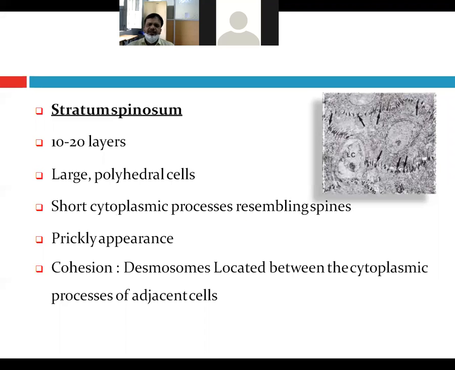Second stage is stratum spinosum. The spinosum is 10 to 20 layers in. Here the cells are usually large or polyhedral in shape. There are short cytoplasmic processes resembling spines. This layer usually has a prickly appearance, so it is called the prickle cell layer. Here desmosomes are located between the cytoplasmic processes of adjacent cells for their cohesion.